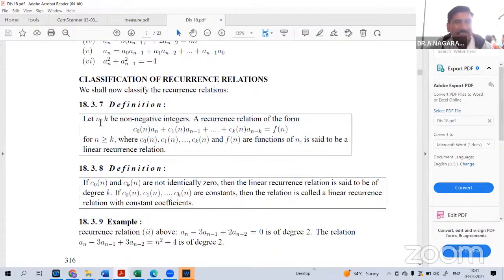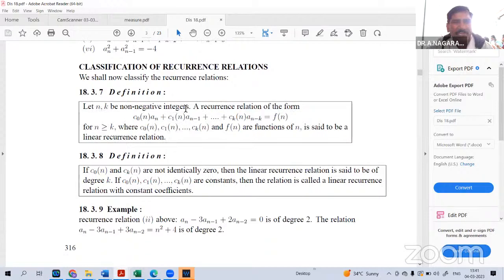See here, n and k are non-negative integers. The recurrence relation is of the form C naught of n an, the same relation as previously. Here all terms are taken together on one side. It is written in implicit form, equal to 0. Otherwise, the left side is one function, a term function and a recurrence relation, and the right side is another function. So this is another form of classification of recurrence relations.